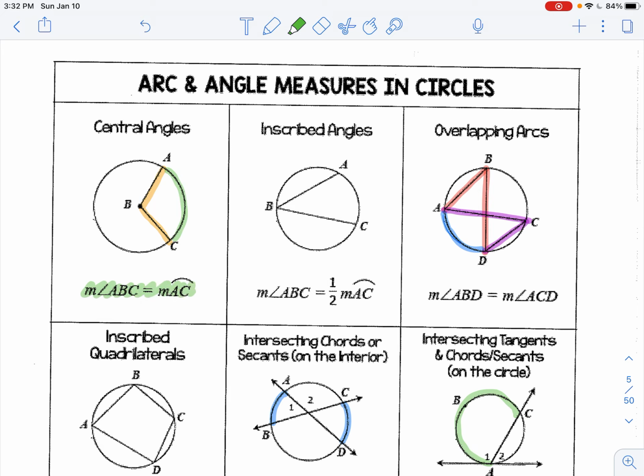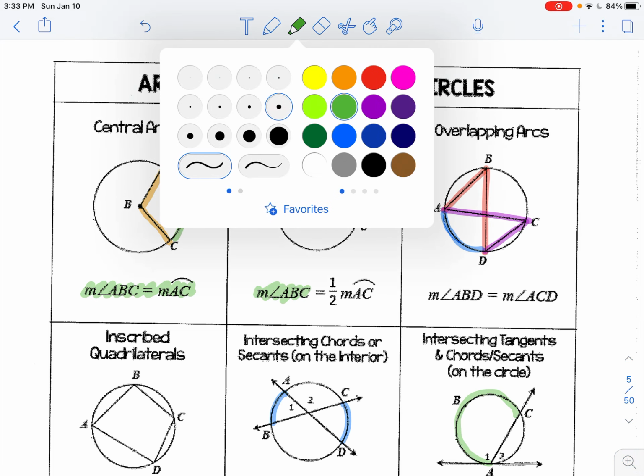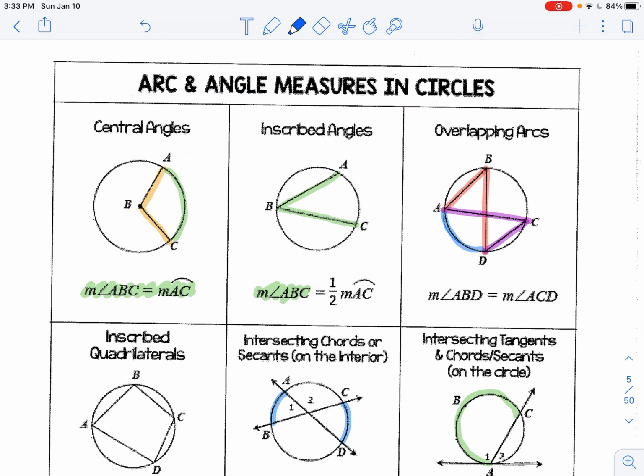That's your central angle. In the next box, this is an inscribed angle. And an inscribed angle is equal to half the measure of the arc. So it's saying that the measure of angle ABC, this angle, is equal to half the measure of this arc.